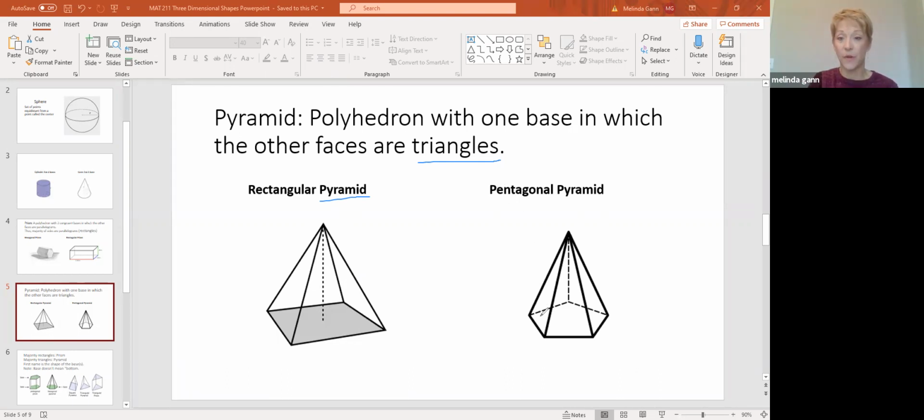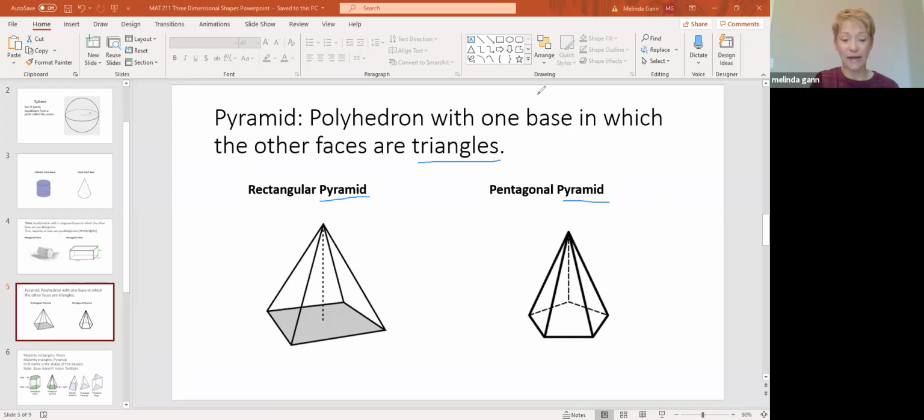Now look at this one. The bottom's got 1, 2, 3, 4, 5 sides. So this bottom is a pentagon. So then there's 1, 2, 3, 4, 5 triangles. So what shape are most of the sides? Most of the sides are triangles. So that's why I write down pyramid. And then the only shape that's not a triangle is a pentagon. So it's pentagonal, like the adjective for pentagon, pentagonal pyramid.